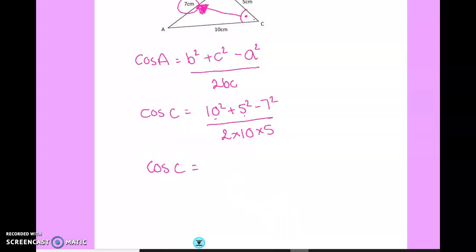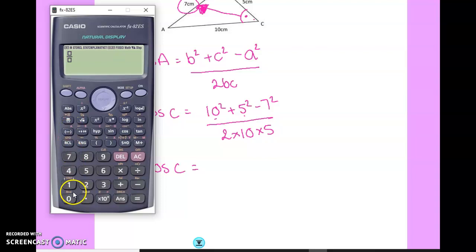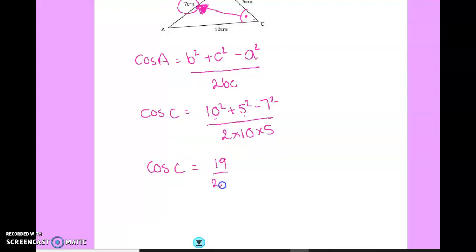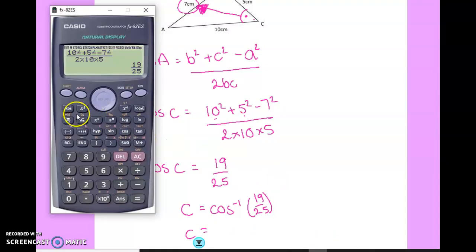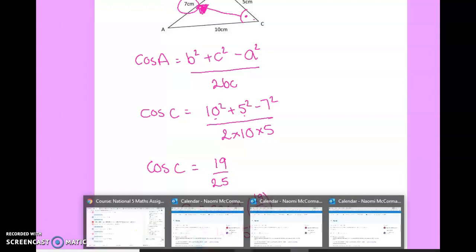So cos C, type that into my calculator, it's 10 squared plus 5 squared minus 7 squared all over 2 times 10 times 5 gives me 19 over 25. That gives me cos C. I just want C. So we're doing inverse cos of 19 over 25. So angle C is, again I had that answer in so I can just use my answer button, 40.5 degrees.